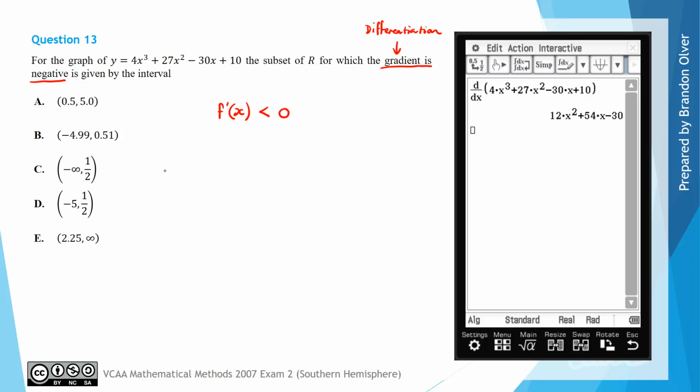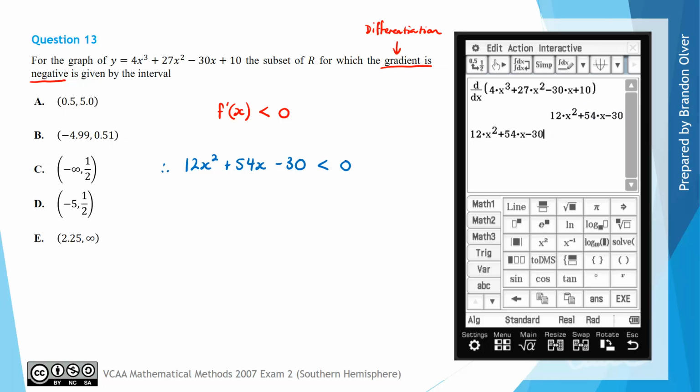So from the calculator, the derivative had a rule 12x squared plus 54x minus 30, and we want that to be less than 0. Next on the calculator we can drag down the rule for the derivative, and under the keyboard in Math 3 we can find our inequality symbols, and we want to solve the derivative less than 0.